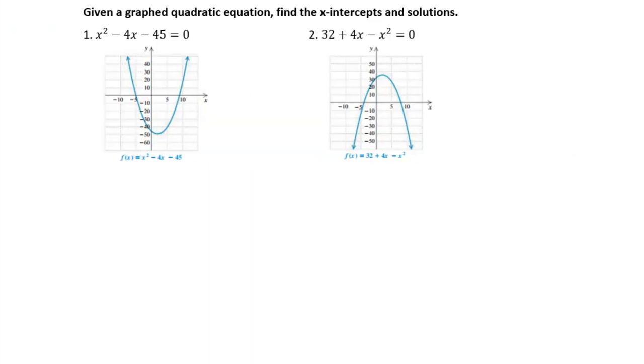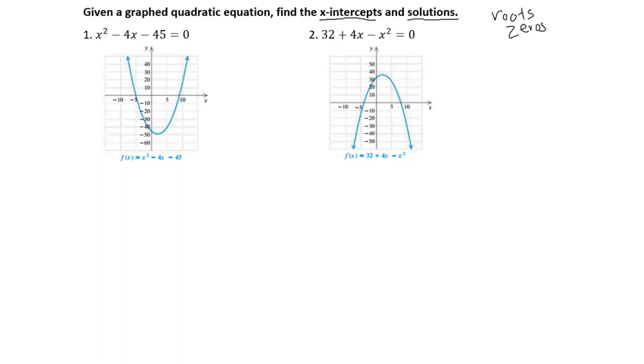Okay, so here we are going to look at finding x-intercepts and solutions. Well, x-intercepts and solutions are the same thing, with the exception of x-intercepts being a coordinate point, but the solution will be that x value. We also will use the terms roots sometimes, and we'll use the term zeros. But these four words all go together.